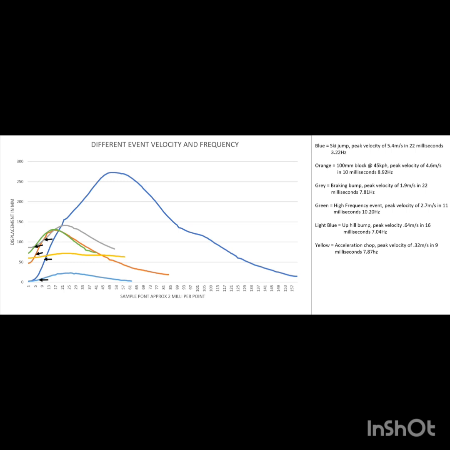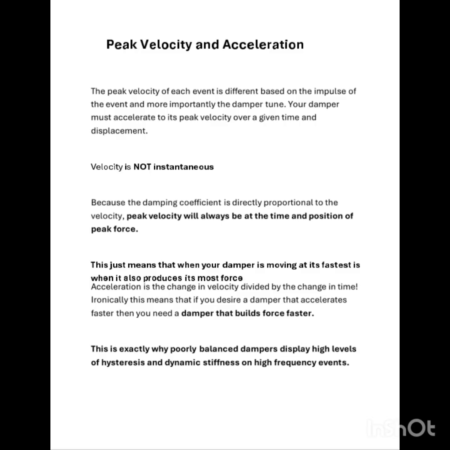They include a few more events. You can see we've added a few different ones, braking bumps and random high frequency events from track testing using the telemetry. But you can see all the events are different in terms of displacement, in terms of velocity, where peak occurs, and the acceleration rate. So that's something that we really need to keep in mind.